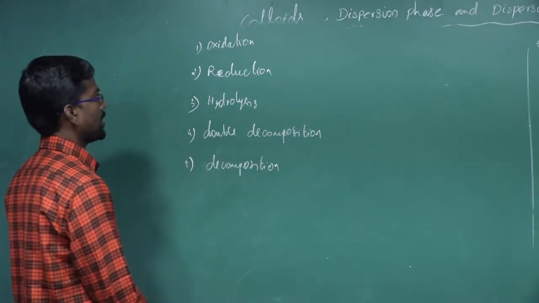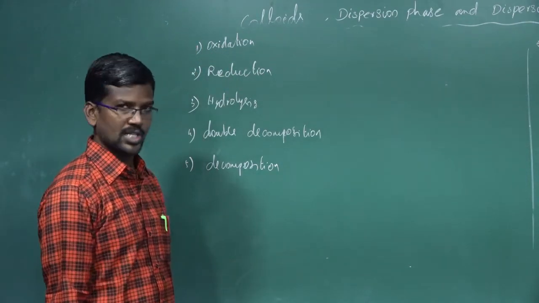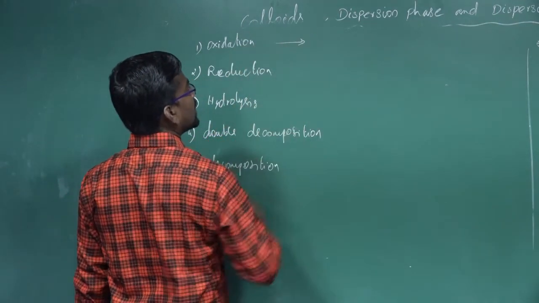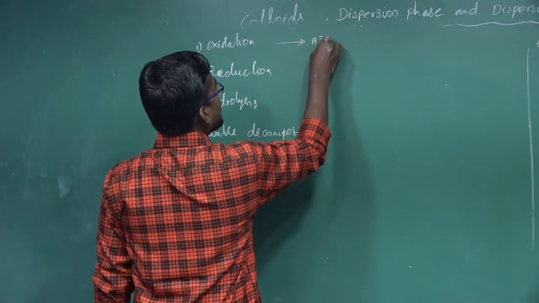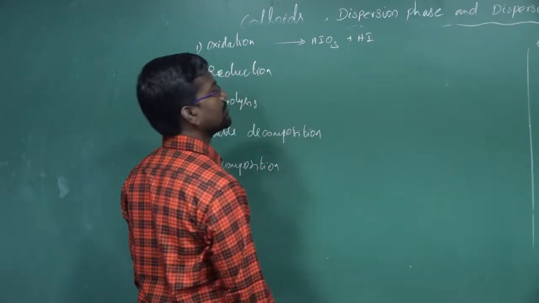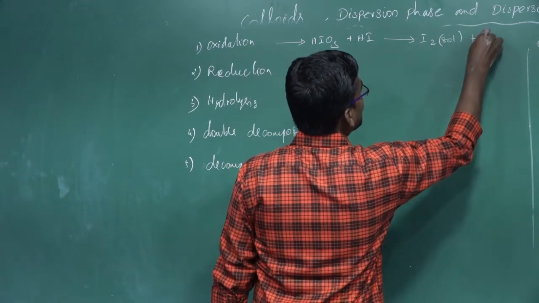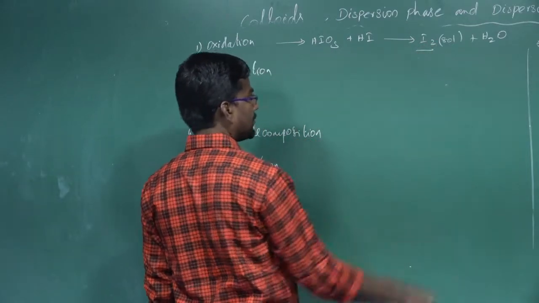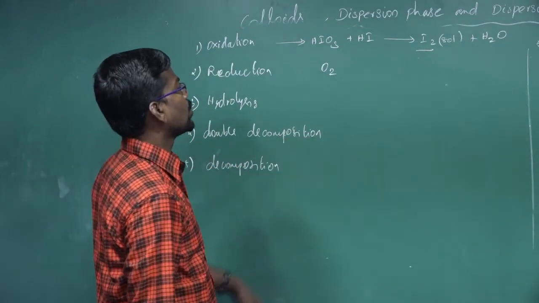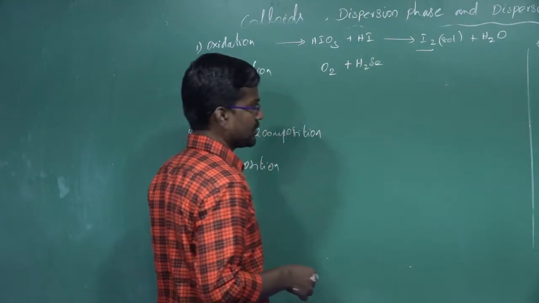Oxidation method. The oxidation method is suitable for the preparation of some non-metal sols. For example, iodic acid, HIO3, is treated with hydrogen iodide to form an iodine sol, I2, plus water. Iodine is a non-metal. Another one: oxygen gas, O2, is passed through hydrogen selenide, H2Se.